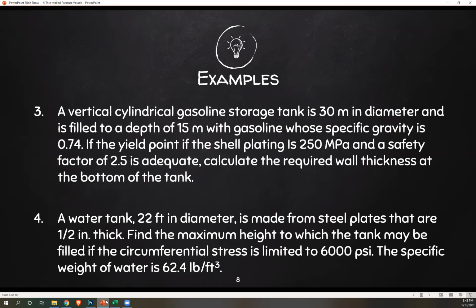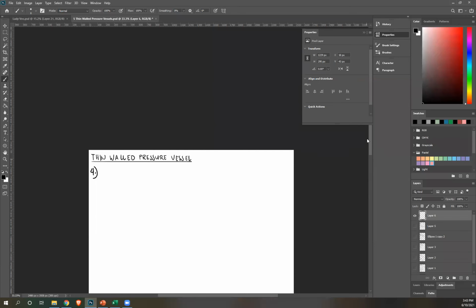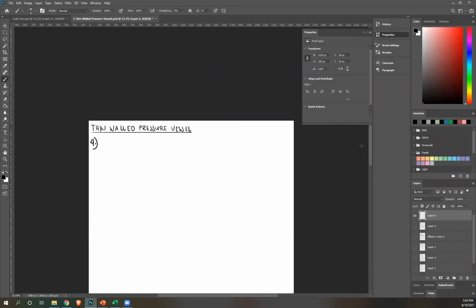Again, we're given maximum stress, circumferential stress to be exact. We're looking for the maximum height to which the tank may be filled. We're looking for H. So again, first step, write our given.